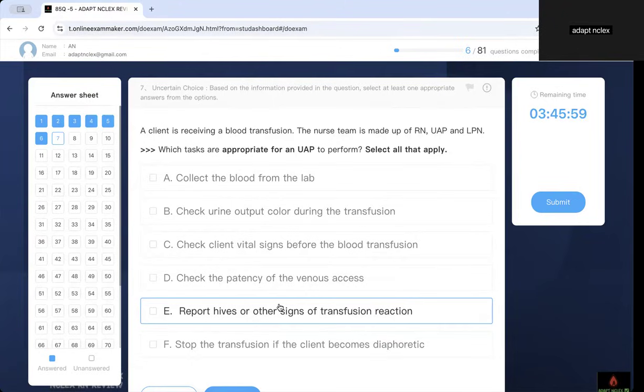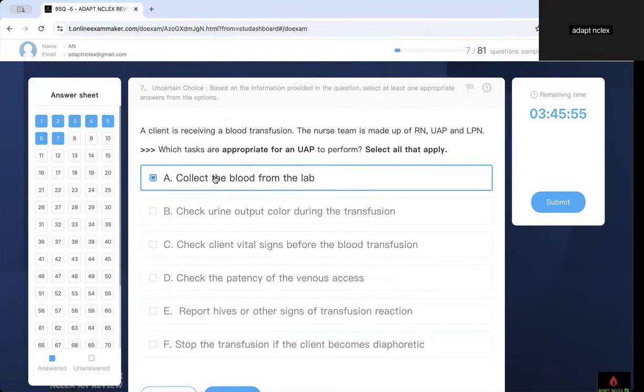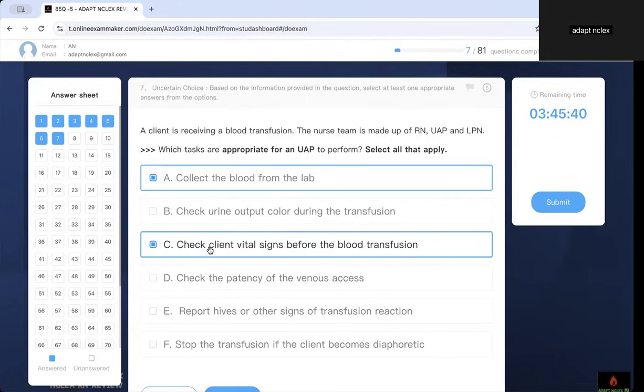They just go and tell the lab, we need blood. That's all. They can do that. There's nothing wrong with it. Check urine output color during transfusion requires an assessment. They are not supposed to do that. Checking client vitals before the blood transfusion is okay. Checking the patency of the venous access is an assessment.